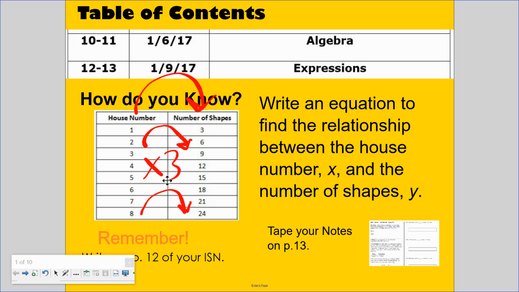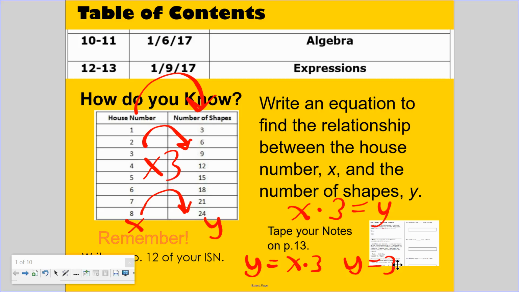So if the house number is x and the number of shapes is y, would you be multiplying times 3 by the house number or by the number of shapes? I believe you'll be multiplying by the house number. So if you wrote x times 3 equals y, I'm okay with that. However, if you wrote it as y equals x times 3, it would be better. But if you write it like an algebra student, y equals 3x, I prefer that.